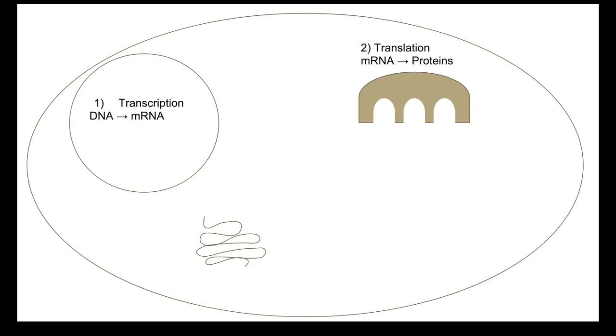The first thing we're going to talk about is transcription, the first step of protein synthesis, where we take the DNA in the nucleus and photocopy it in the form of mRNA, messenger RNA. Then the messenger RNA leaves the nucleus and meets up with the ribosome inside the cytoplasm, and this is where we take this mRNA, the photocopy of DNA, and make proteins out of it. So our first step is transcription, and the second step is translation.